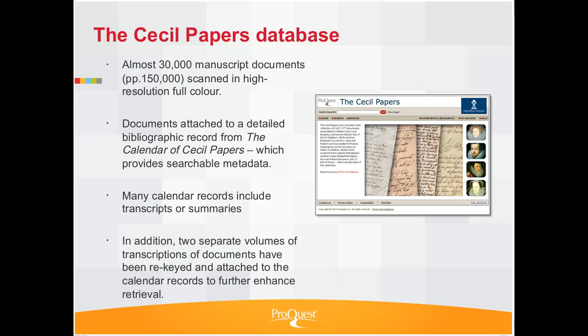Many manuscripts have transcripts or summaries. Those came from 2 volumes of transcripts produced in the 18th century by Samuel Haynes and William Murdin. They were rekeyed and added to this collection, making the full text of those particular documents searchable.